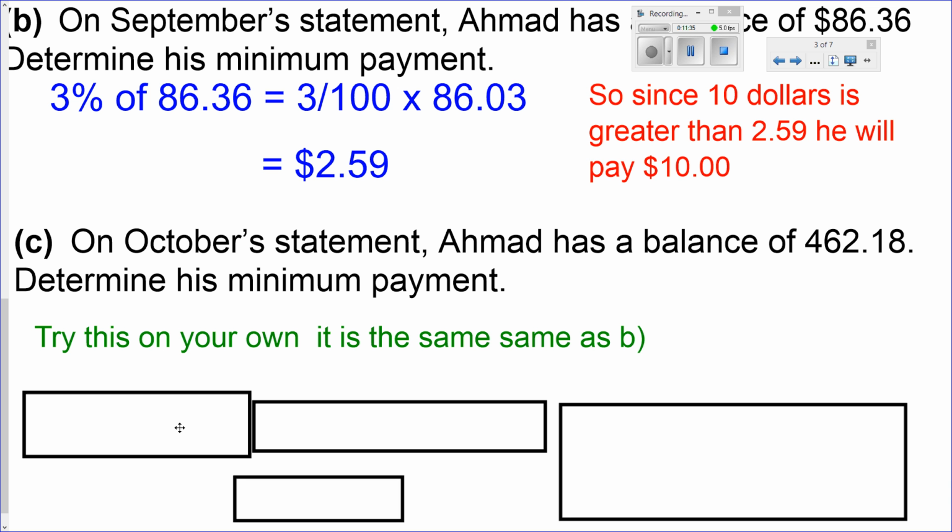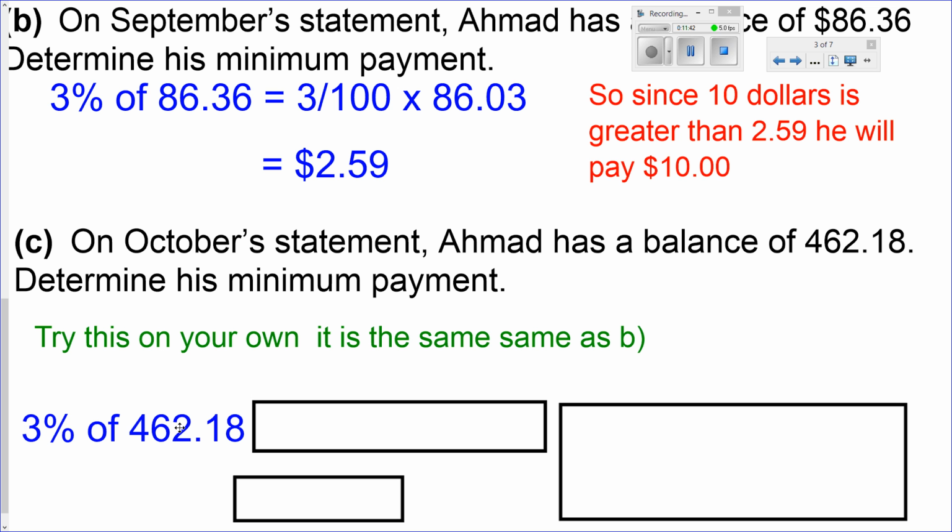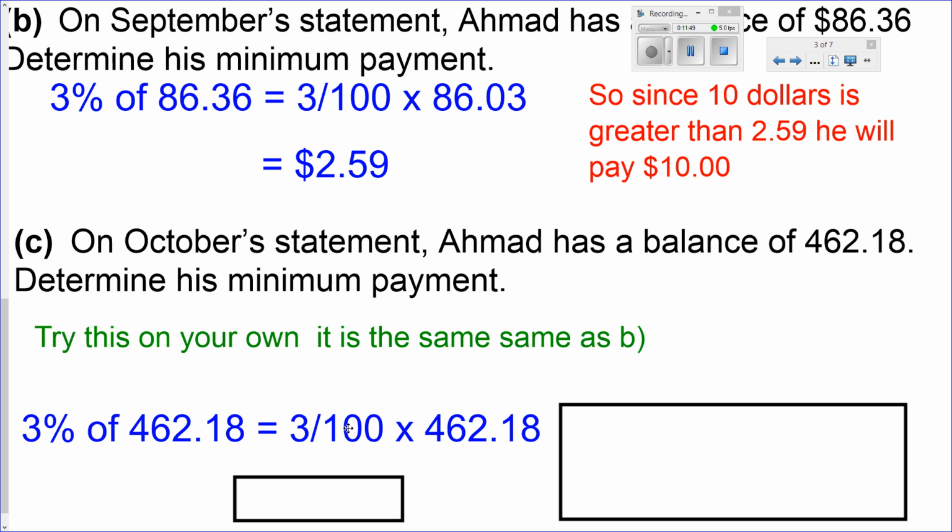All right, let's see what we have here. Let's follow the pattern. So it's 3% of 462.18, which is the same as saying 3 divided by 100 times 462.18. And when we do this calculation, the answer is $13.87. Now, let me ask you, how much do you think you're going to pay? Think about it.